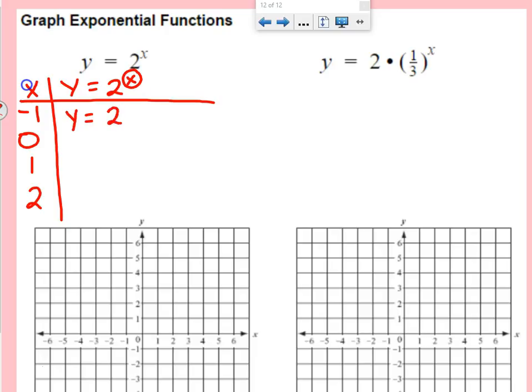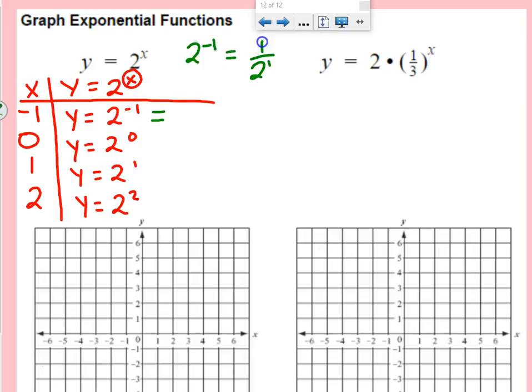Y equals 2 to the power of -1. Y equals 2 to the power of 0. Y equals 2 to the power of 1. Y equals 2 to the power of 2. Now we want to evaluate those. Y equals 2 to the power of -1. Remember that negative exponent flips it around into a fraction, becomes 1/2 to the positive 1. 2 to the positive 1 is 2, so we get 1/2.